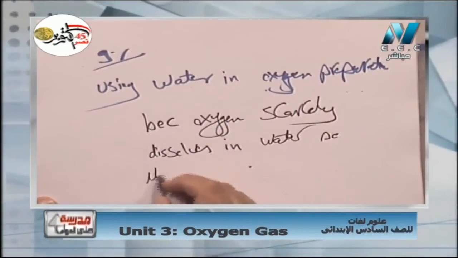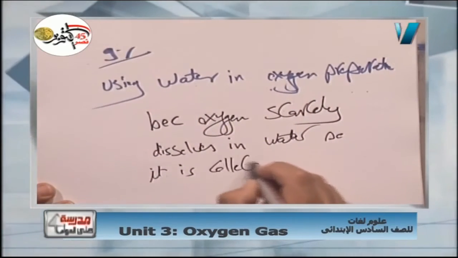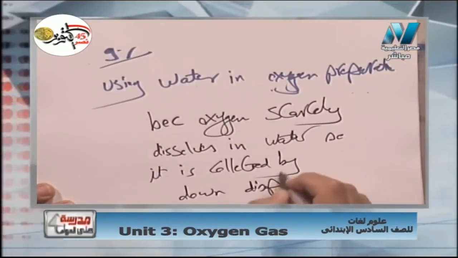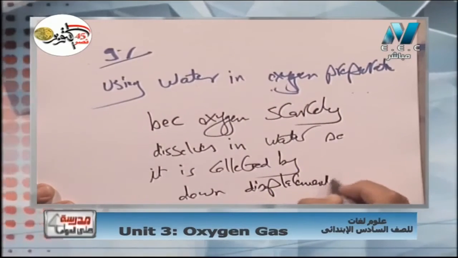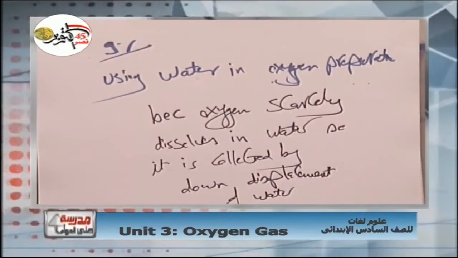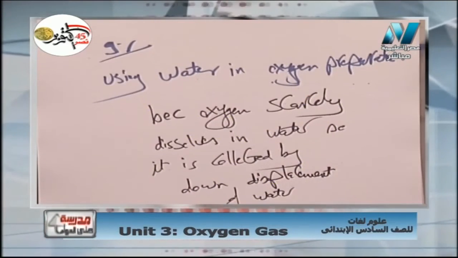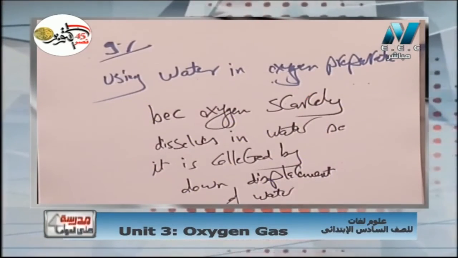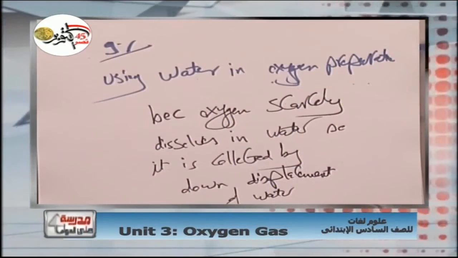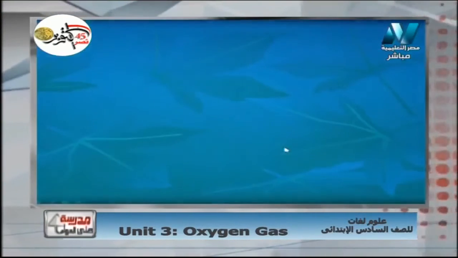So it's collected by down displacement بإزاحة سفلية down displacement of water. يعني هو كأنه بيعمل down displacement أو إزاحة سفلية للمية. So again the question says using water in oxygen gas preparation. I can say because oxygen is scarcely dissolved in water, so I can collect oxygen gas by down displacement. الكلمة دي مهمة قوي ناخد بالنا منها كويس جدا.